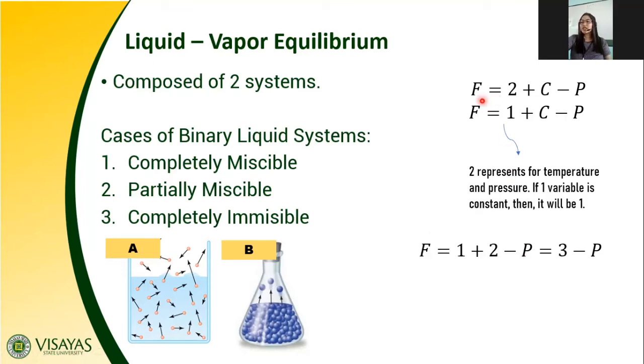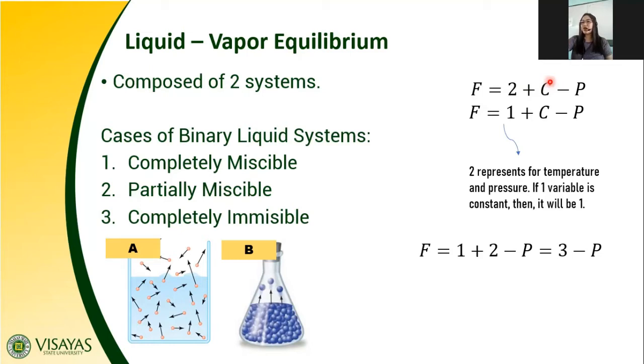So the equation that we're going to use to find the variance of a system is F equals 2 plus C minus P. This 2 represents the variables. What are the factors that we are considering in that particular system? We have two variables, which are the pressure and the temperature. And then plus C, which represents the number of components in that system.